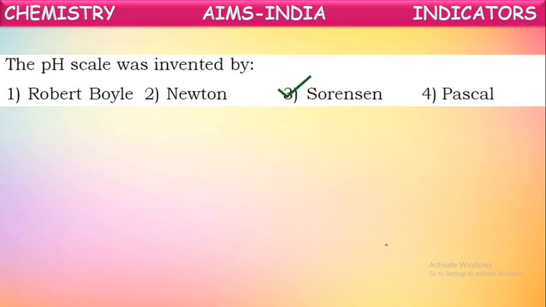Next question. The pH scale was invented by. Yes, the pH scale is generally used to identify the nature of a substance based upon the hydrogen ion concentration present in it. Its nature can be identified by using this pH scale, or by using some universal indicator also. This pH scale was invented by Sorensen. Sorensen invented this pH scale.